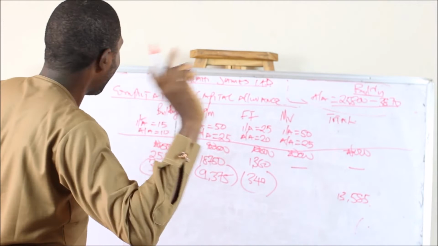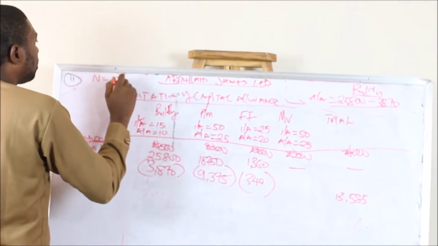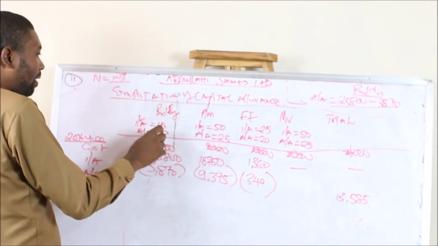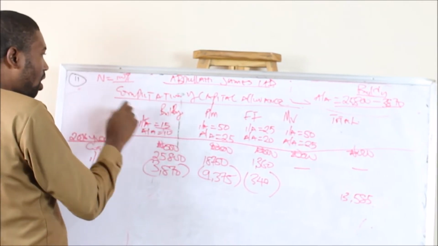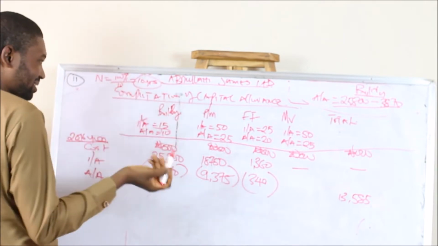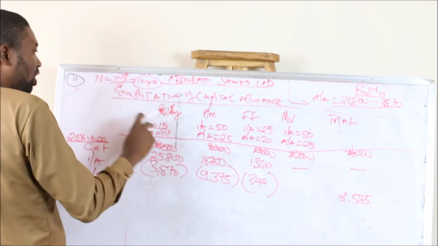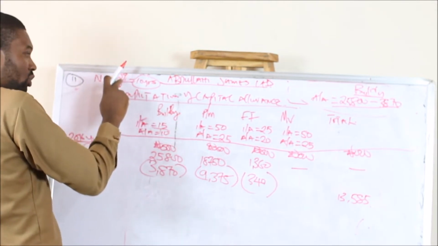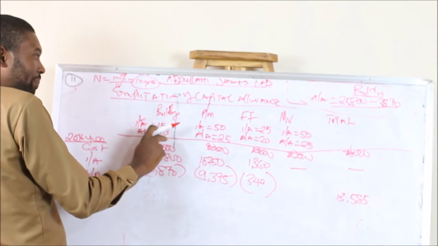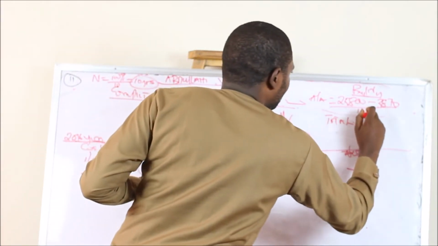If you want to get your n, just say 100%, which is constant, over the annual allowance rate for building, which is 10%. 100 divided by 10 is 10, which means this asset will last for 10 years. That's how to determine your annual allowance, your n. 100% is constant, over the annual allowance, which is 10%: 100 divided by 10 is going to be 10, which means 10 years.